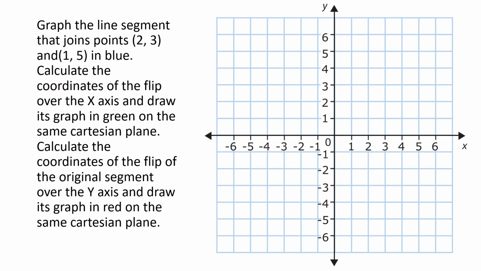Part of the issue students have with these is a lot of these are given as word problems. That's a lot of words written on this for one problem. And there's a couple of things that we're going to have to do. So this one says, graph the line segment that joins points 2, 3, and 1, 5 in blue. So let's take one step at a time.